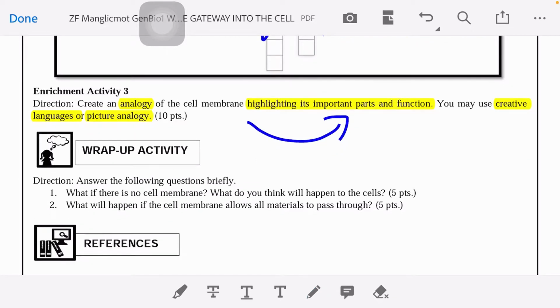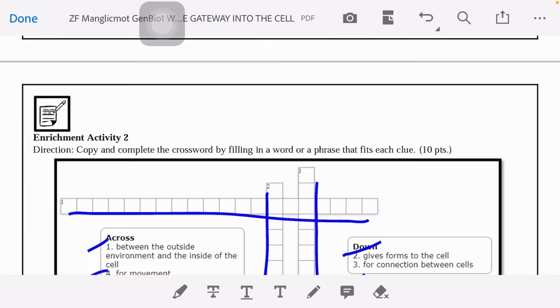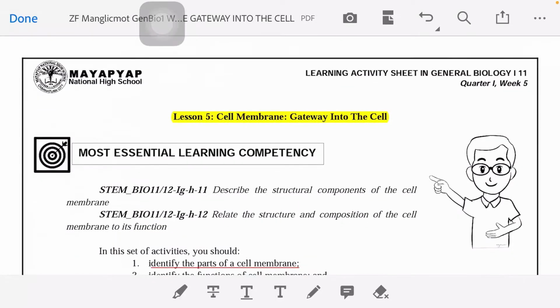And just answer the wrap-up activity for additional points. That is for this lesson 5. I hope you learned something today. Thank you.